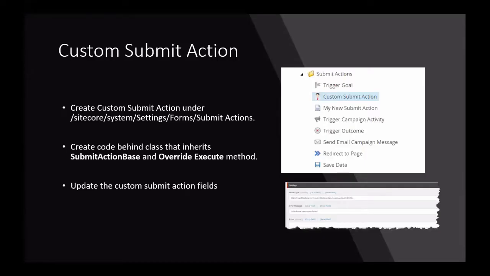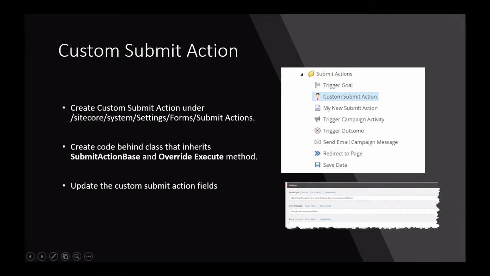So the first one I'm going to talk about is the custom submit action. Why do we need a custom submit action? Because there might be a requirement where you need to interact with Salesforce, or with a third-party API where you want to send this data, and they need to process the data into Salesforce or any other third-party system. That's when the custom submit action comes into the picture. According to the requirements, it's very simple to create a custom submit action. It requires only three steps.